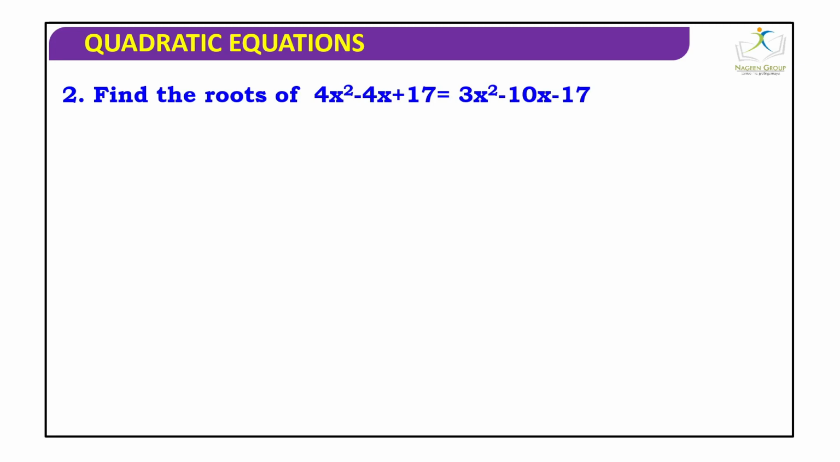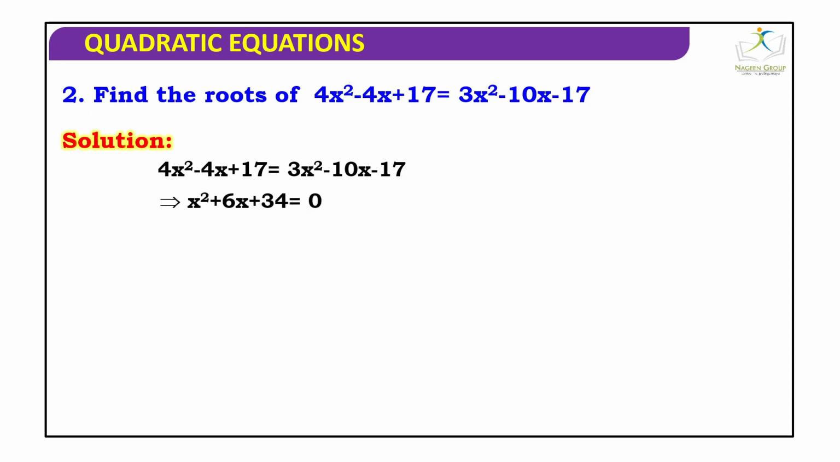Now, question number 2, find the roots of this equation. So from here, first of all, we need to write it in standard form. What is the standard form? First write down x square, then x, then the constant term. So from here, take this 3x square to that side: 4x square minus 3x square is x square, minus 4x plus 10x is 6x, and 17 plus 17 is equal to 34. From here, what is the coefficient of x square? 1. The coefficient of x is 6 and the constant is equal to 34.